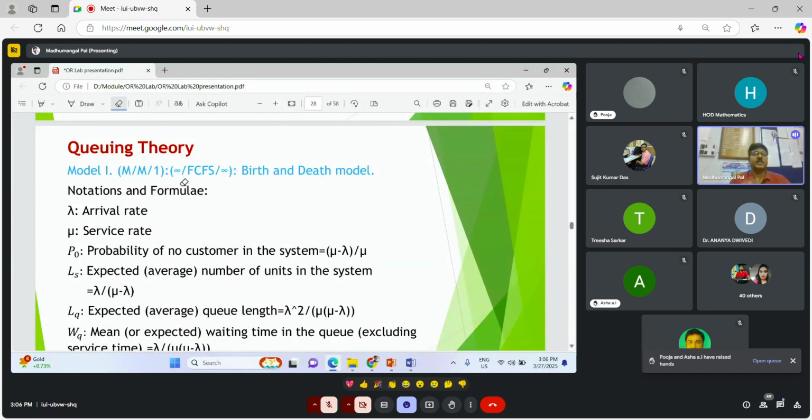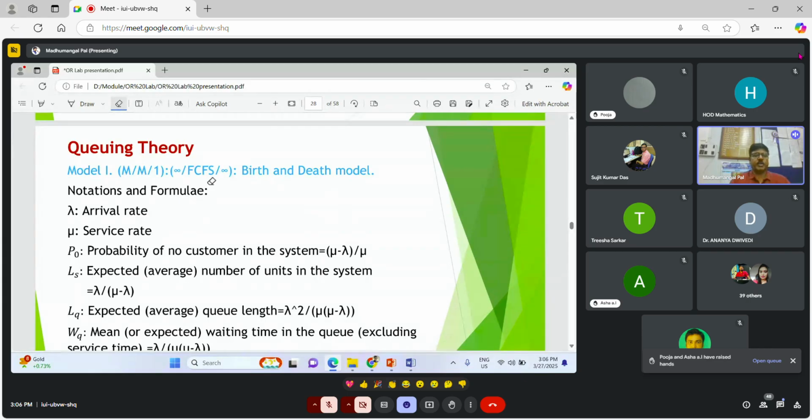parenthesis, there are three parameters. The first parameter is important. The first parameter represents the length of the queue. The length of the queue may be finite or infinite. So in this case, we assume that the length of the queue is infinite. Okay. And in the second model, we will consider the length of the queue is finite. And FCFS means first come, first serve.